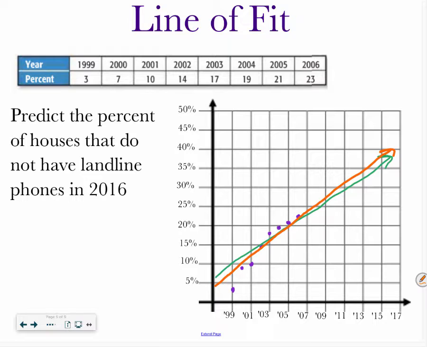So if I use my orange line, I want to predict the percent of houses that do not have landline phones in 2016. So I go up to 2016. I'm going to predict roughly about 40-ish% do not have landlines in 2016. So I'd say about 40%. The two squiggles mean about or approximately, okay?